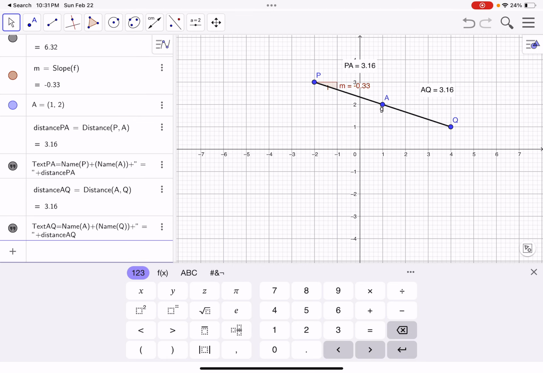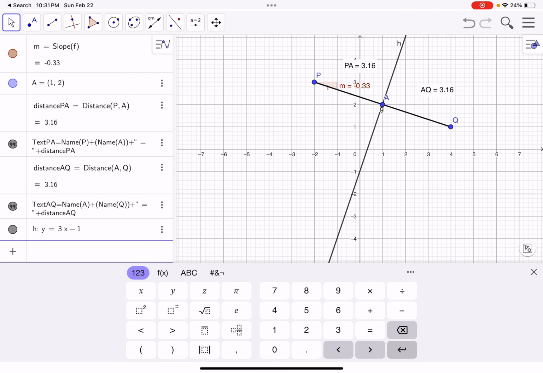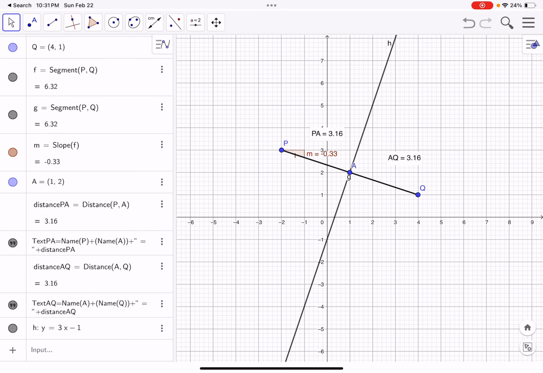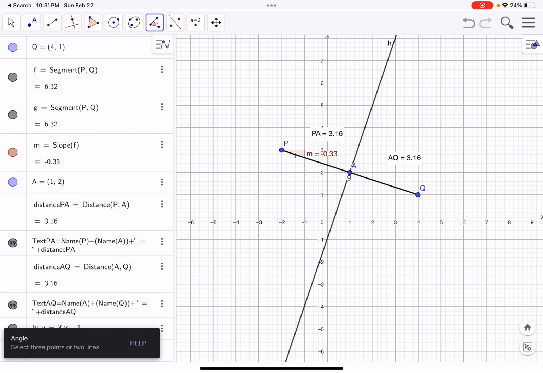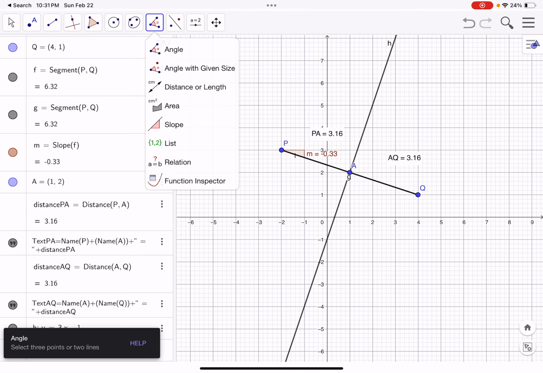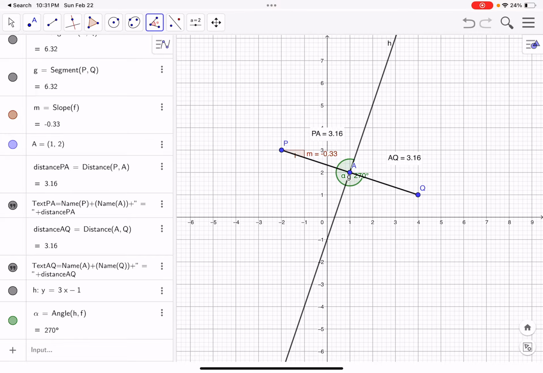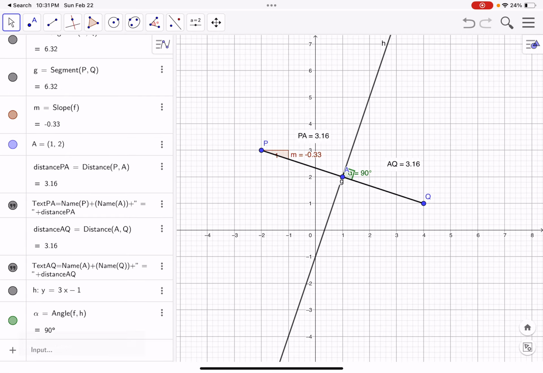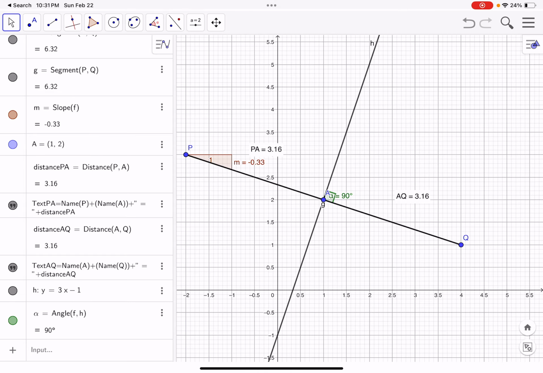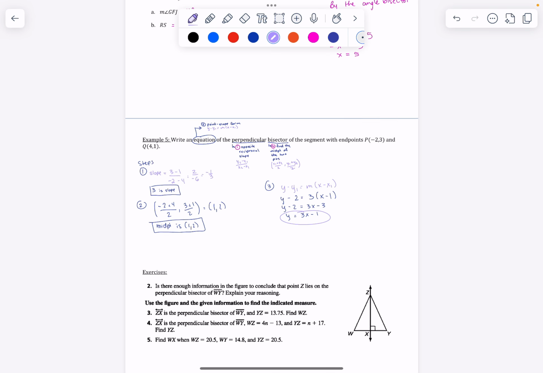And then if I write the equation of the line, y equals 3x, what was it, plus or -1? I think it was -1. Notice, it looks like they're perpendicular, but remember, we can't just assume. Luckily, I can check. There you go, 90 degrees. Okay, so we just constructed the perpendicular bisector that cuts segment PQ in half and creates 90-degree angles. Okay, and that's the end of the lesson.